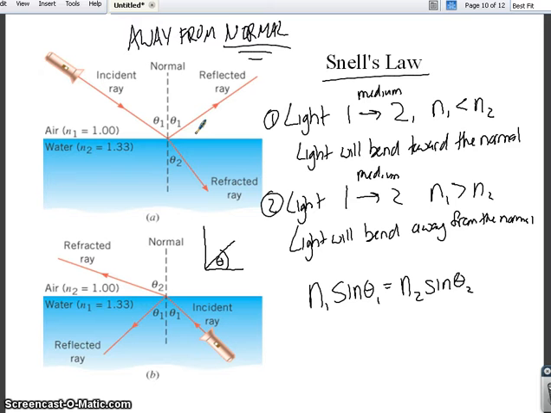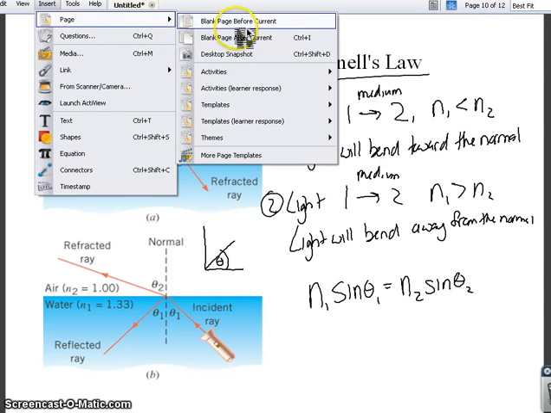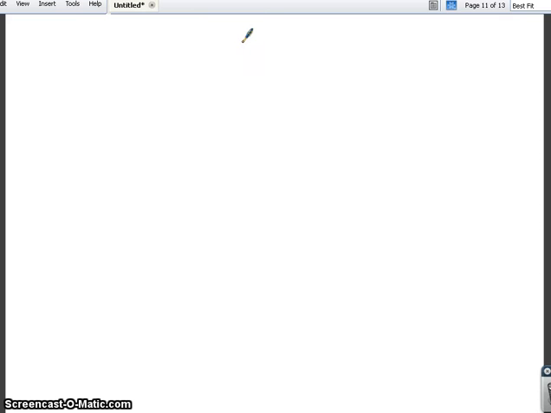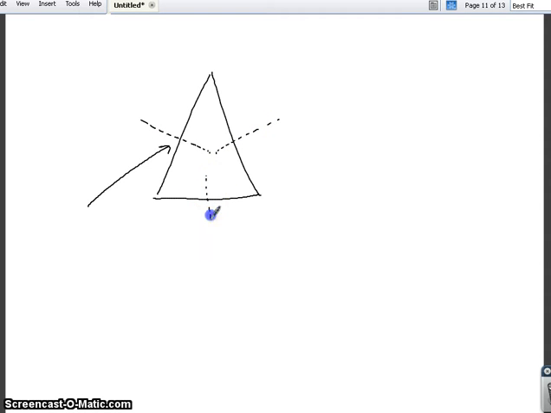And I want to point out another test taking strategy. A lot of times they might give you a shape like a triangle, and it's going to ask you which way the light is going to bend. Let's say the light's coming like this. Draw the normal line on every single surface.